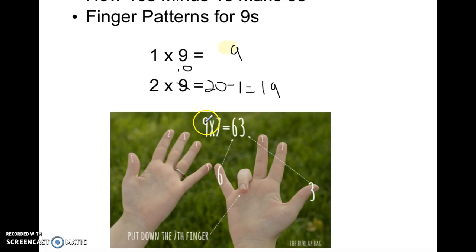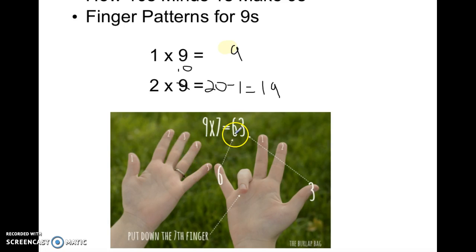So the one we're trying to do is 9 times 7. So what you do is you put your two hands and you put them so the palms are facing up. And then you count over the 7 that you're multiplying for. So 1, 2, 3, 4, 5, 6, 7. And you put the 7th finger down. And then you count the number of fingers on the left side of the finger. So 1, 2, 3, 4, 5, 6.